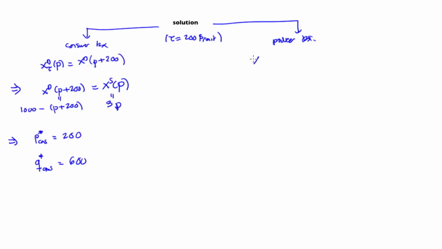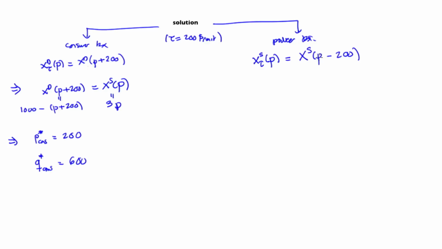Well, in this case, the demand of the consumer doesn't change, but what the producer does is that when the tax is there, it shifts its supply function down. And I will explain why in a second. So the supply with the tax is equal to the supply without the tax minus 200, the amount of the tax. Now, why does it do that? Well, the key intuition is this.